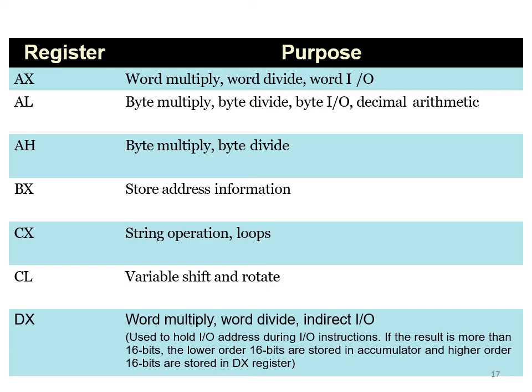register called CX. And sometimes you need to shift or rotate the variable, like for doing multiples of 2. A left shift and right shift give you multiples of 2 and division by 2's. So all that comes in the count register, variable shift and rotate. And then there is the DX register, that's for word multiplication.